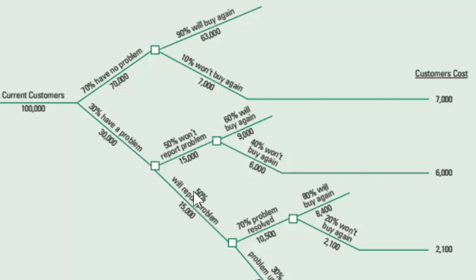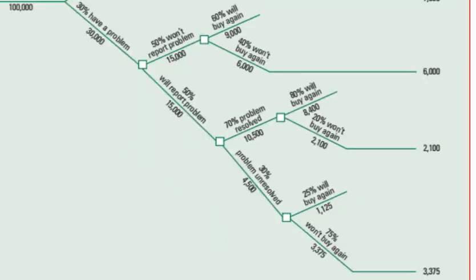Further, the second category of 15,000. Second category of this 15,000 people who will report the problem. Now there are two possibilities. 70% of problems will be resolved, that is, they will get the solution. The rest of the 30% of these 15,000 customers will have no resolution. So 70% of 15,000, 10,500. 30% of 15,000, 4,500. Two categories, 10,500 and 4,500.